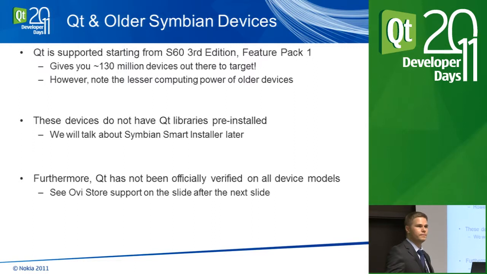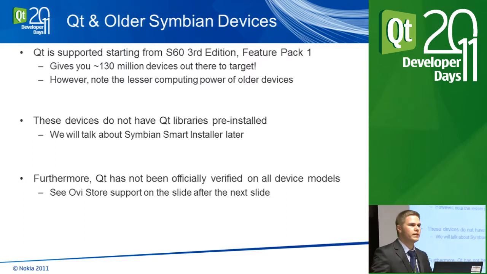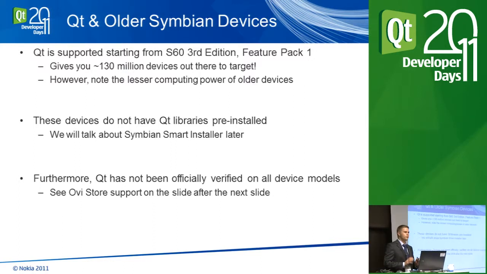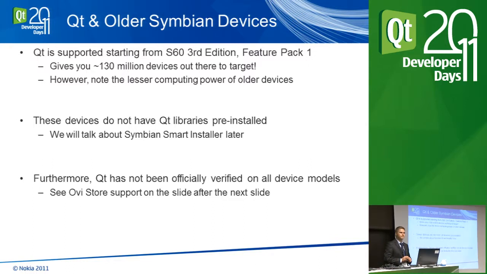There's also older devices. I already mentioned that Qt support on Nokia mobile devices goes back to S60 3rd edition feature pack 1. And those are pretty old devices. They support Qt. You are able to build your Qt applications for those devices. However, many of those old devices don't have touchscreens, so you'll have to design your UI completely differently. Also, the screen is going to be quite small.